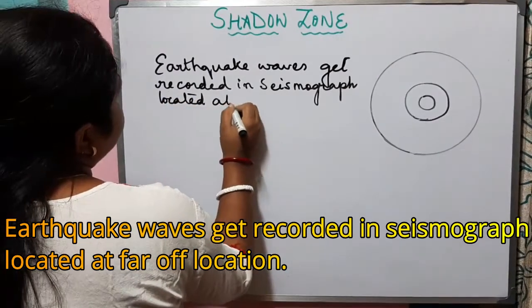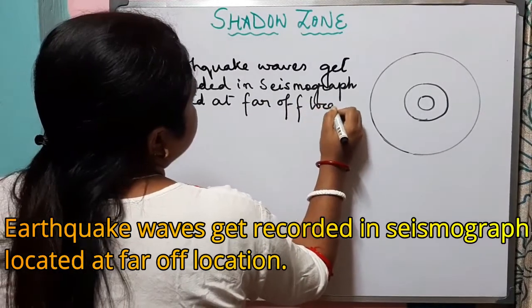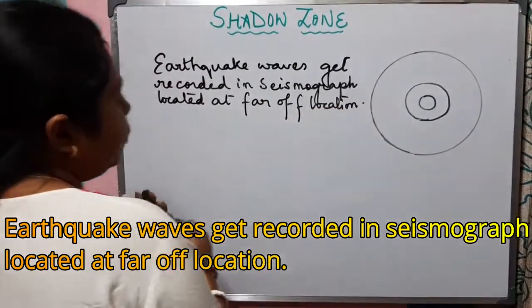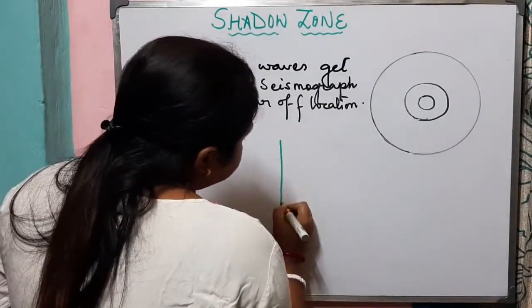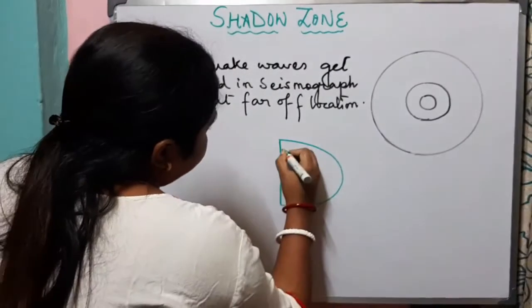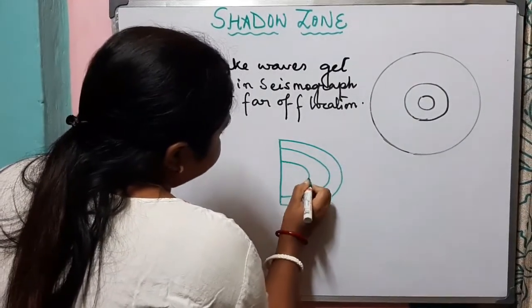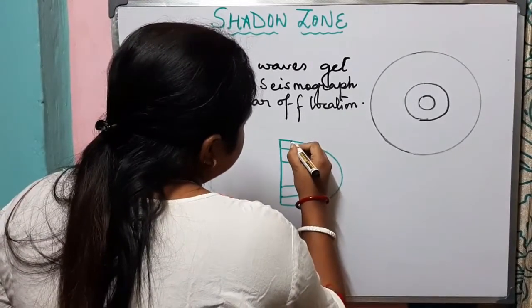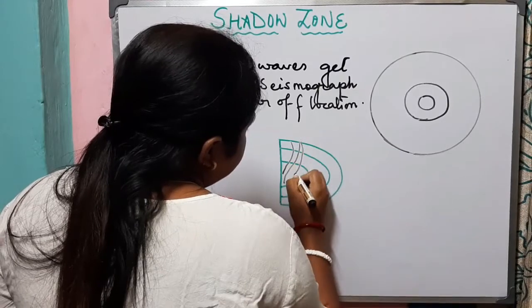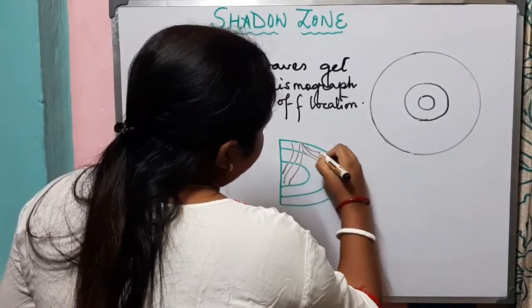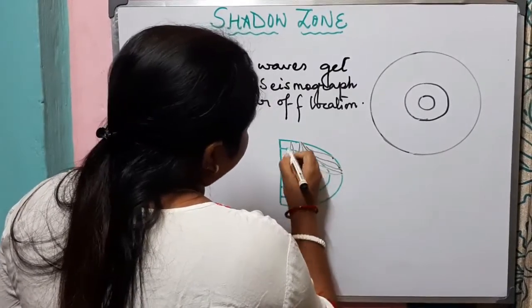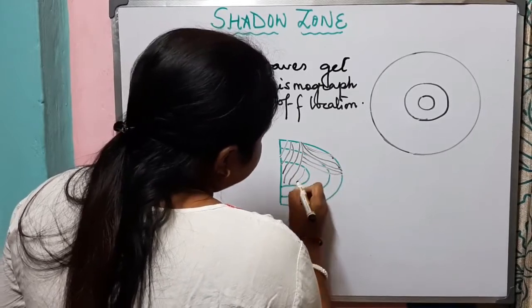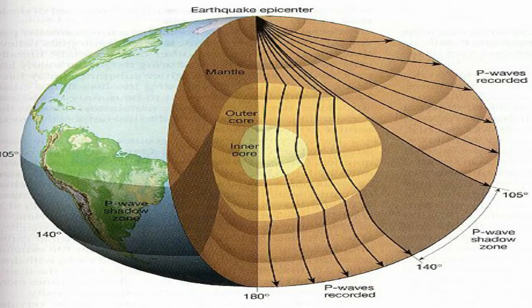Located at far off locations. That means, for example, this is a part of Earth where we are showing the crust, core and mantle. Here we can see that these earthquake waves cannot reach some of the places. That means in some of the places, these earthquake waves are not getting recorded. And this place is referred to as the shadow zone of the earthquake waves.